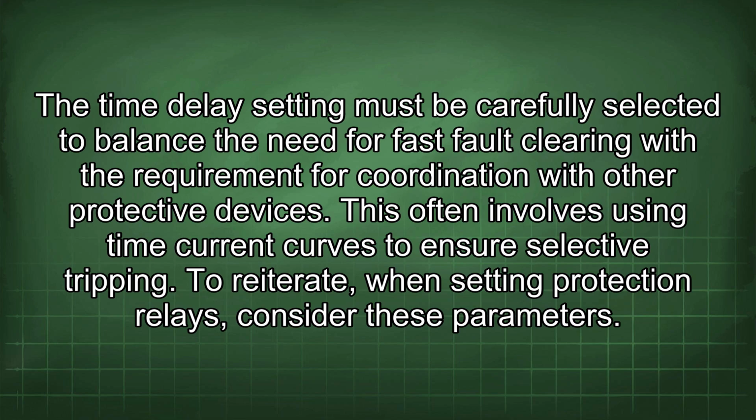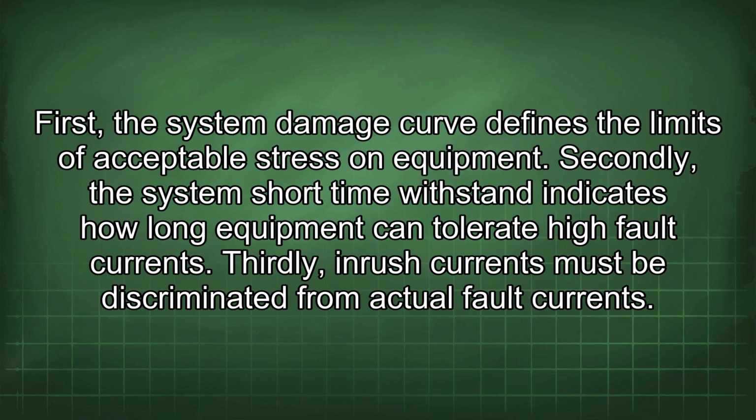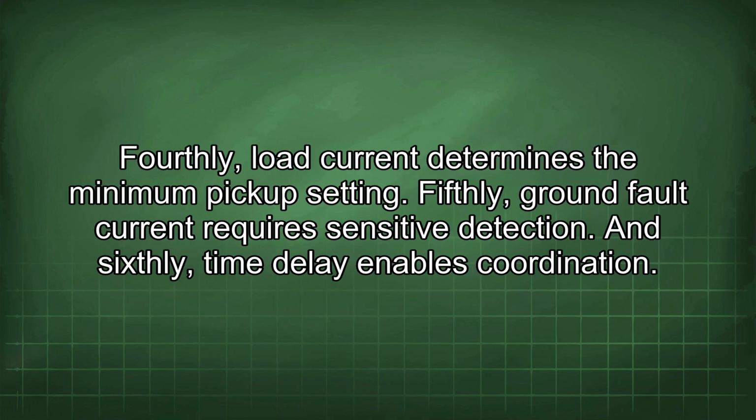To reiterate, when setting protection relays, consider these parameters. First, the system damage curve defines the limits of acceptable stress on equipment. Secondly, the system short time withstand indicates how long equipment can tolerate high fault currents. Thirdly, inrush currents must be discriminated from actual fault currents. Fourthly, load current determines the minimum pickup setting. Fifthly, ground fault current requires sensitive detection. And sixthly, time delay enables coordination.